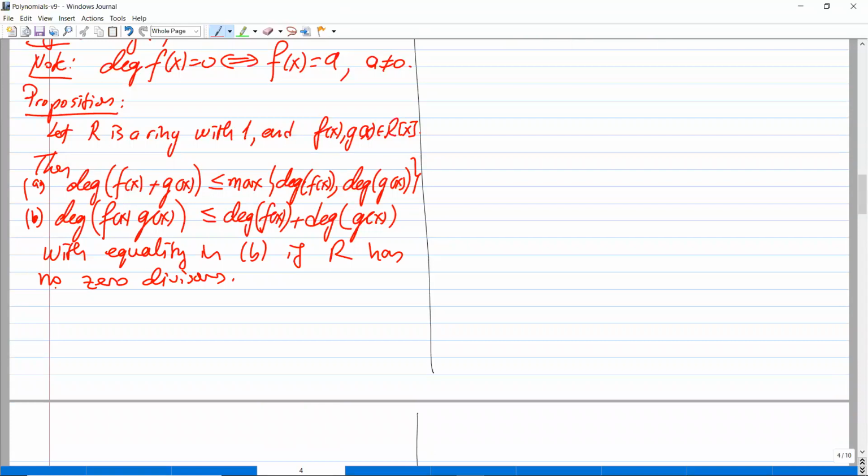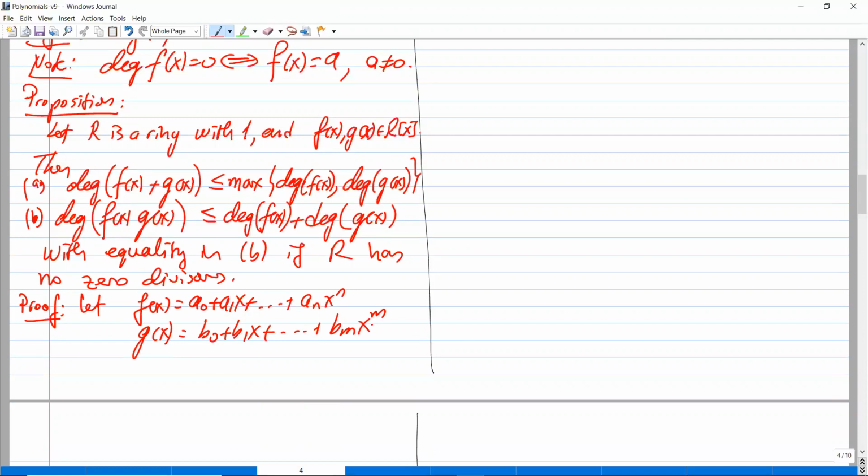So let me just prove A, and I will leave the proof of B to you. Suppose f(x) is a0 plus a1x plus up to an x to the n, and g(x) is b0 plus b1x plus up to bm x to the m, and we may assume that n is less than or equal to m without loss of generality.